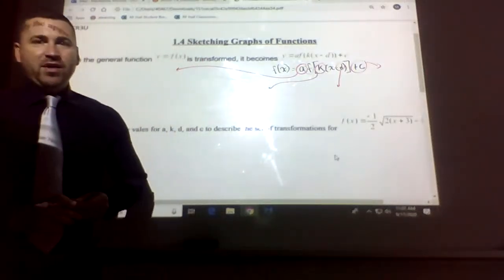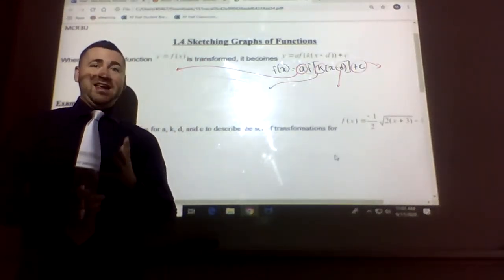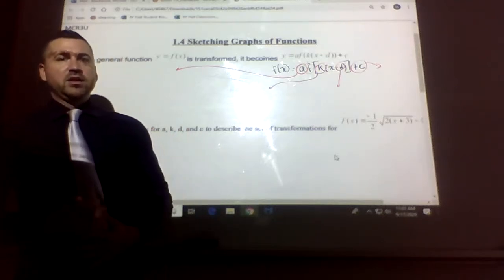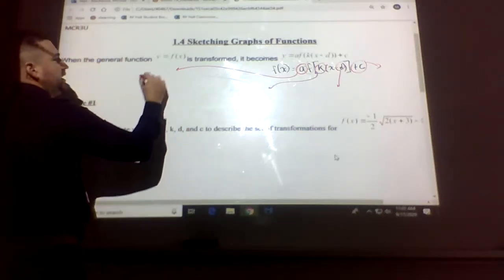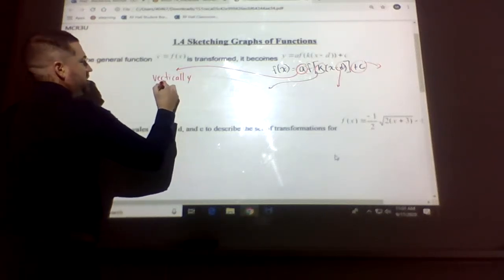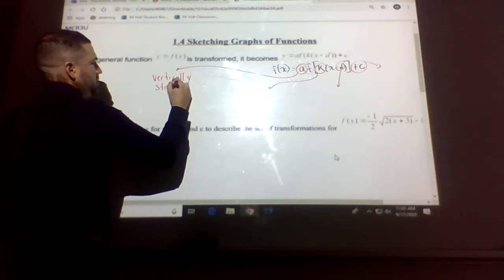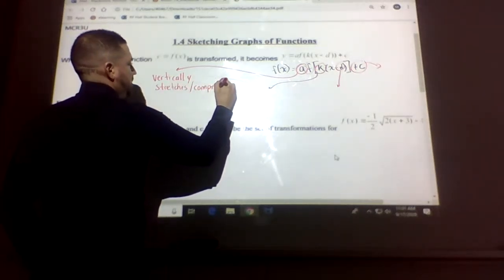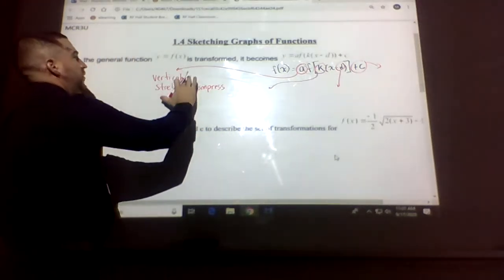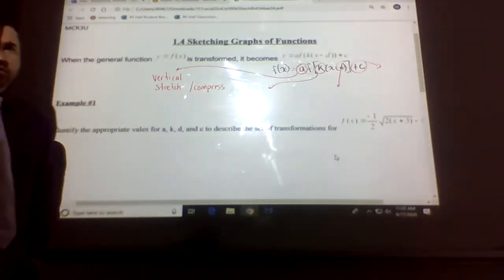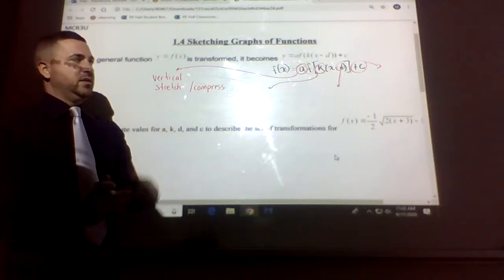Okay, so first we have our a value. You learn the a value in grade 10, and then you touch base on it again in grade 11. So the a value vertically stretches or compresses the graph. So it's a vertical stretch or compress.